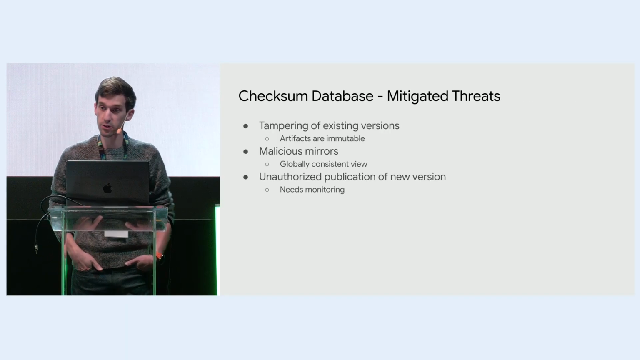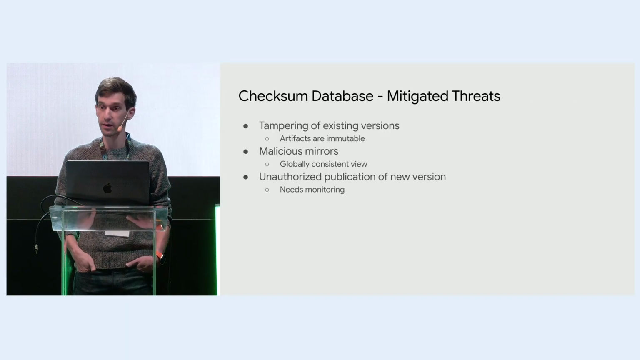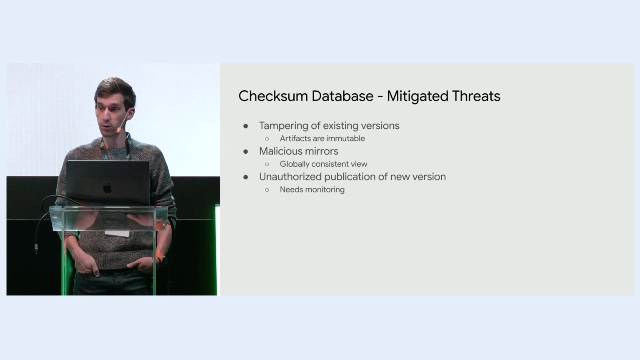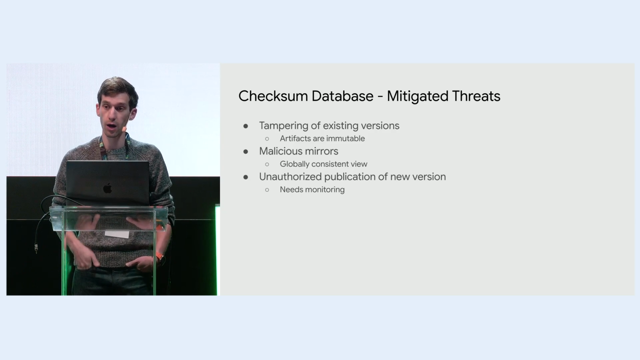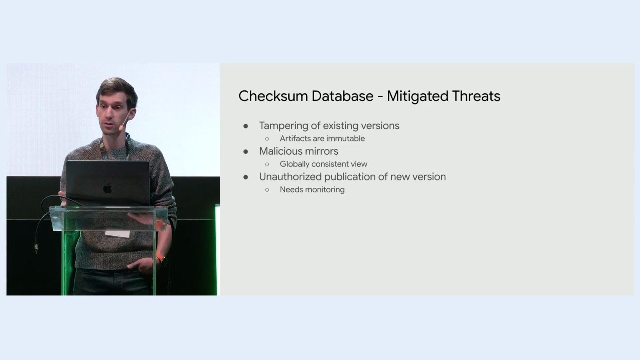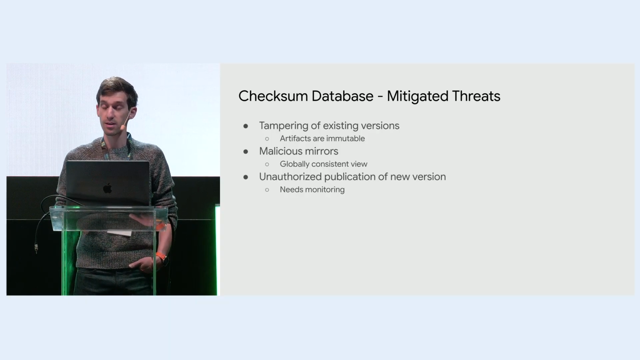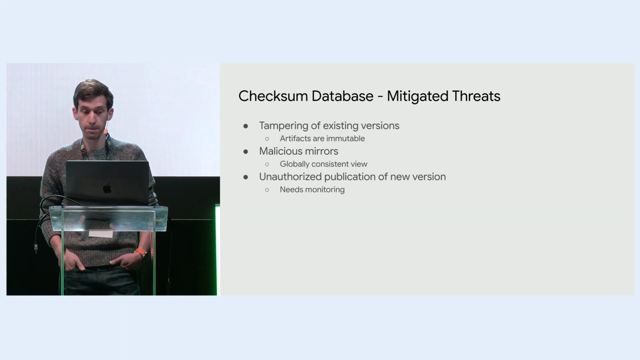So what are the threats that a checksum database mitigates? Well, one, tampering of any existing versions. This is because you would corrupt the log in doing so. And also, if you were to upload an additional mapping of a digest, an identifier to a different digest, this would be verifiable, and again, would invalidate the claims that the log is making.